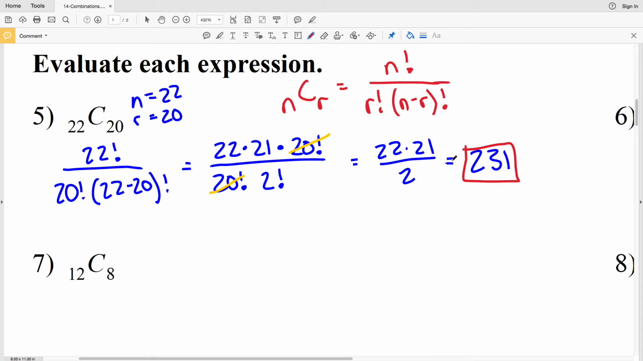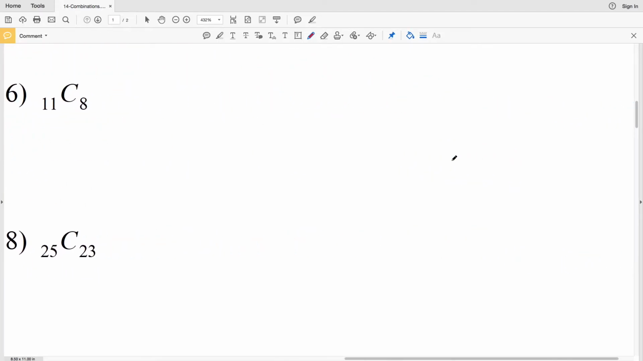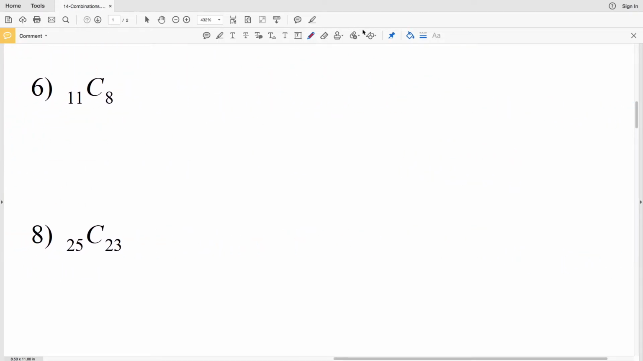There are also combination calculators on the internet that you can search and just type the numbers in. However, for those that do not have that luxury, I'm going to be working these out by hand. In number 6, we have 11C8. So n is 11, r is the number 8. So that's 11 factorial over 8 factorial times (11 minus 8) factorial.